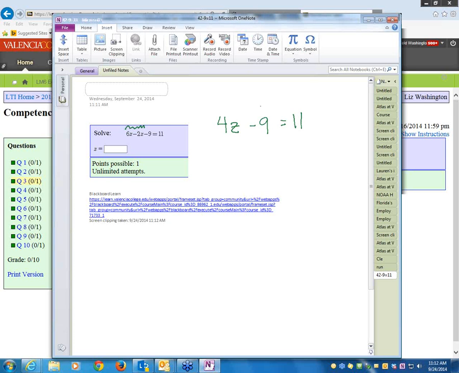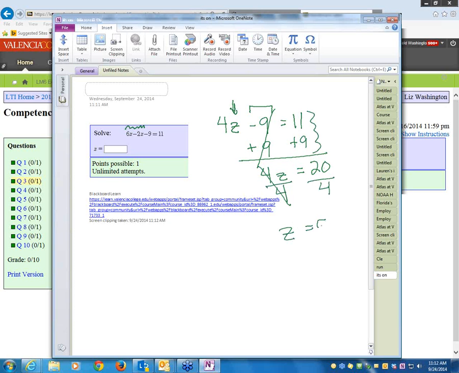Now first, I'm going to get rid of the term that is furthest away from the variable. Now 4 and z are married. They're right next to each other. So I'm going to get rid of the 9 first. And again, the way you move a term from one side of the equation to the other is by doing the opposite operation. So in this case, I'm going to get 4z equals 20, because when I combined 11 and 9, I get 20. And again, I want to separate the coefficient from the variable to get the variable all by itself, which means I'm going to divide by 4, which is going to give me z equals 5.